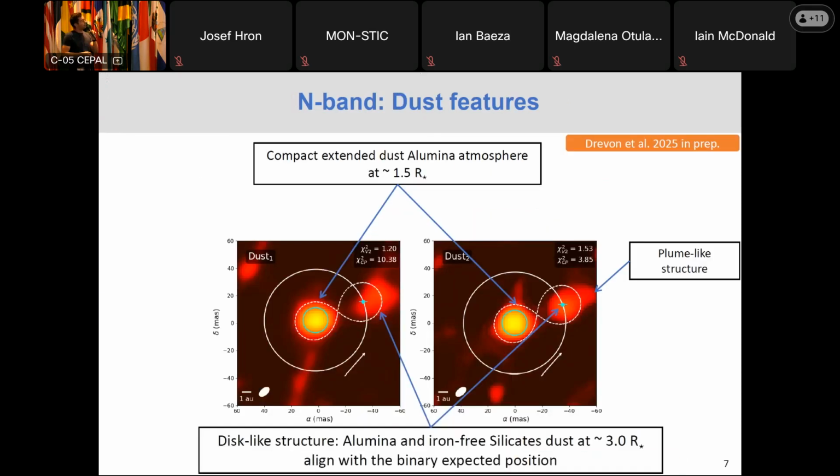And then for the dust, to finish with this, we have a compact extended dust atmosphere of alumina up to 1.5 stellar radii. We have a disk-like structure made of alumina and silicates at 3 stellar radii, which is once again aligned with the expected position of the binary. And in addition, if you pay attention, on the right picture here, you have the starting shape of a plume-like structure. So we will try to interpret all of those different features to build a physical scenario that could explain what we are seeing here.